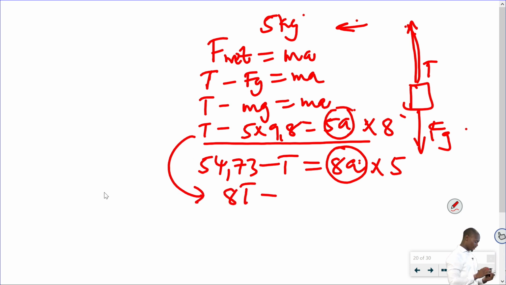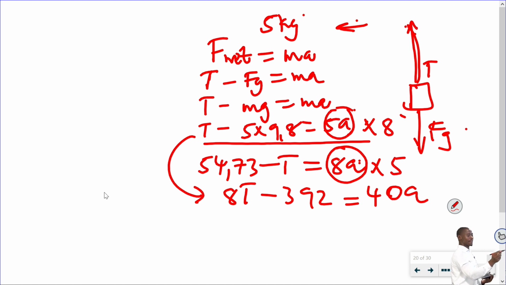8t minus, what is 5 times 9.8? It is 49. I'm multiplying that by 8, so it's 392. Equals, what is 5 times 8? 40. So I'm having 40a.